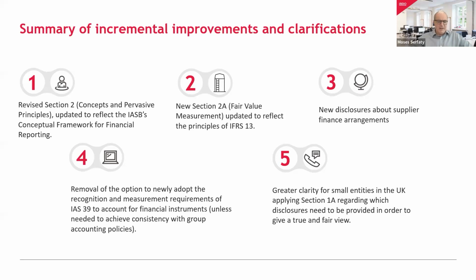The fourth one is, again, a rather opaque one in terms of how many it affects. It's removing the option to adopt the recognition and measurement requirements of IAS 39. Just as a reminder, IFRS 102 allows you to either adopt sections 11 and 12, or do IAS 39 or IFRS 9. So the option to adopt the IAS 39 recognition and measurement is being taken away. But if you've been doing IAS 39 so far, then you will still be able to carry on doing it.